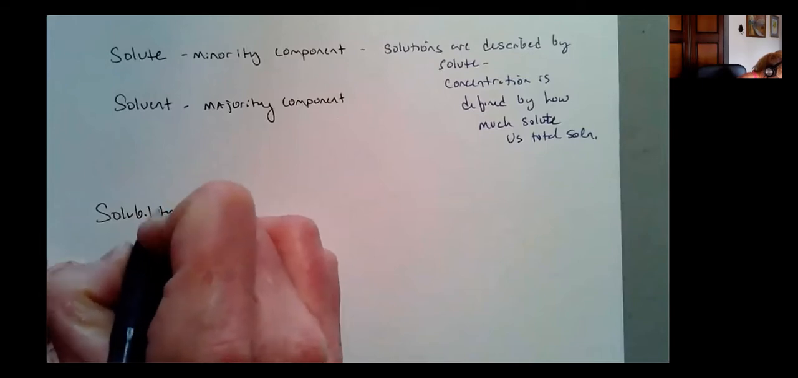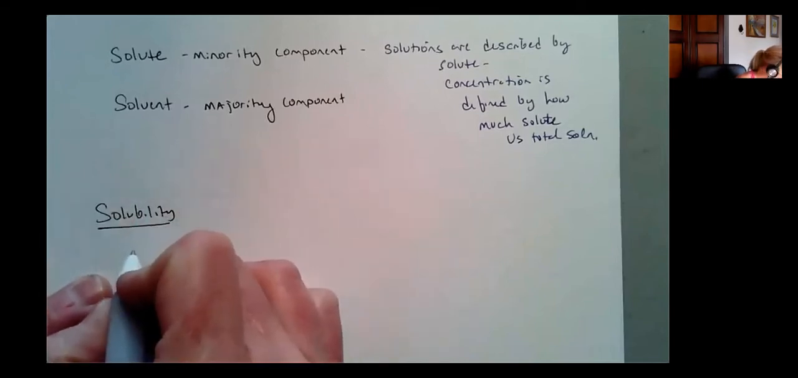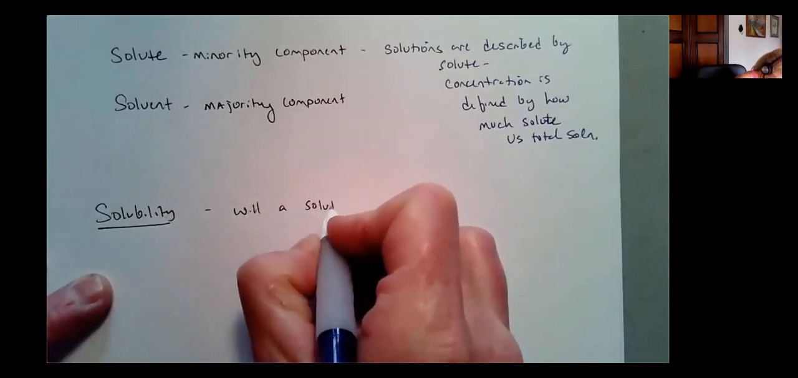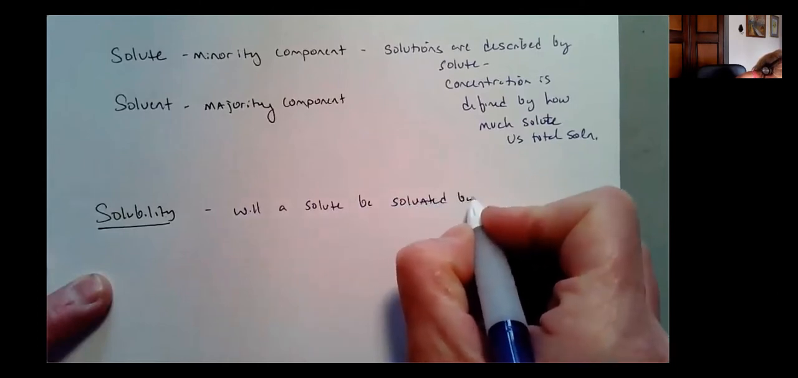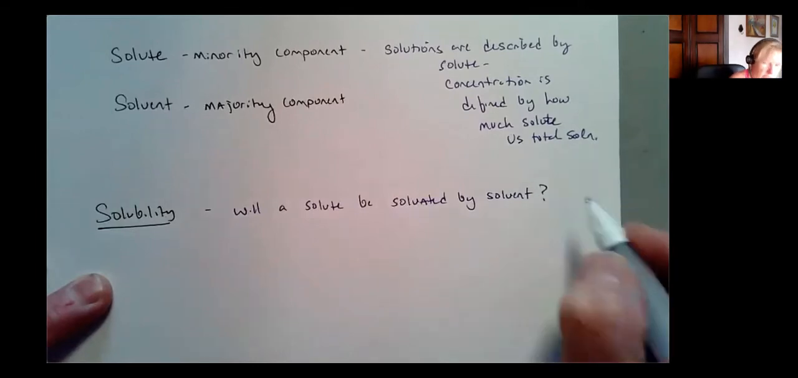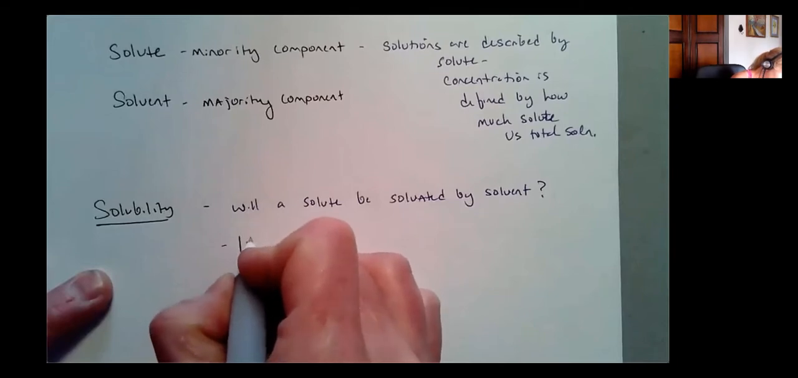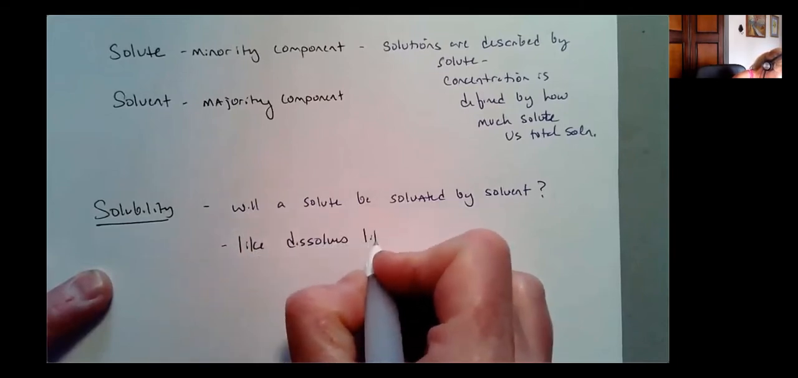So, solubility. One of the premises here in solubility is: will a solute be solvated by the solvent? So will it go in solution? That's going to be our solubility. There's a general rule, like dissolves like, if you've heard this.